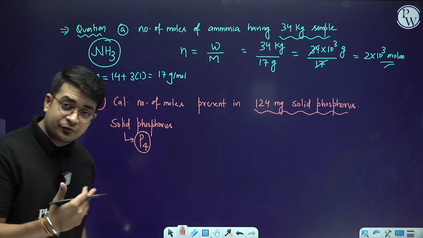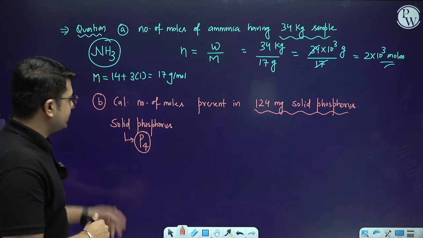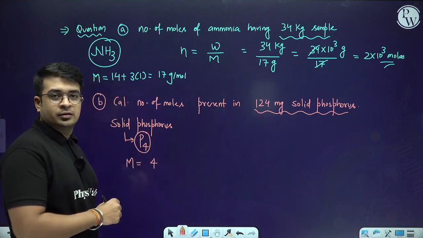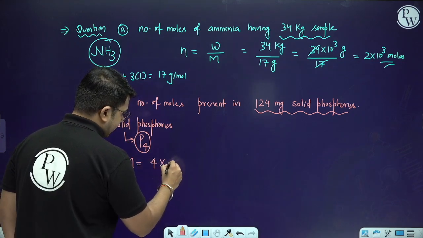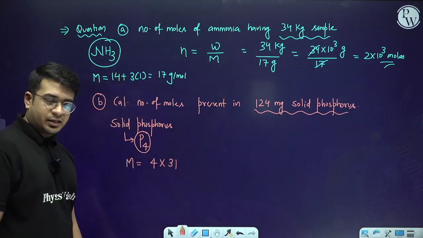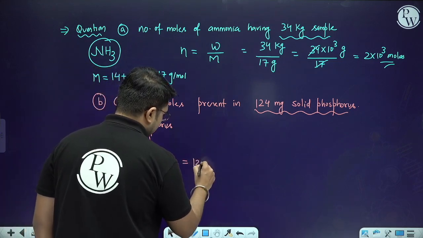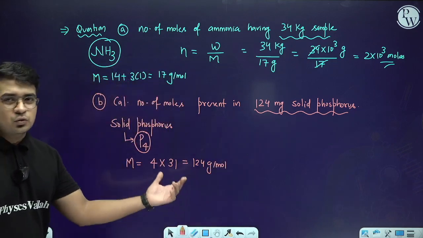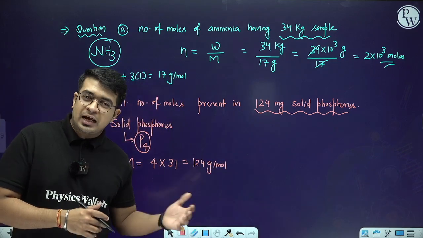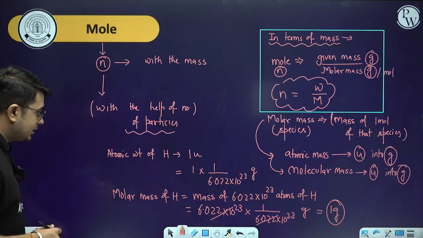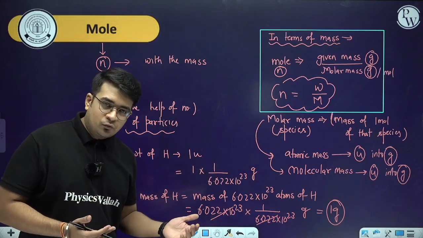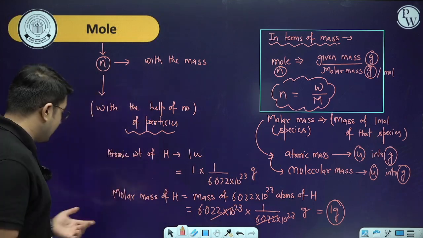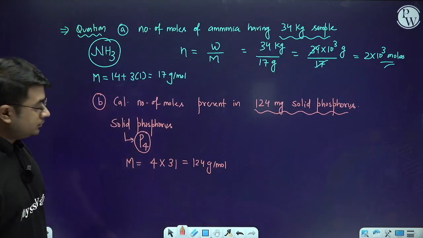Solid sulfur has the formula S8. Now in this case, if I talk about the molar mass, I know that 4 atoms of phosphorus are there and each has a mass of 31. So that will be 124 gram per mole, because there is no need to convert u into gram each time with the help of this enormous calculation. Whatever you are considering in terms of u, that will be equal to grams if I am converting that into molar mass.